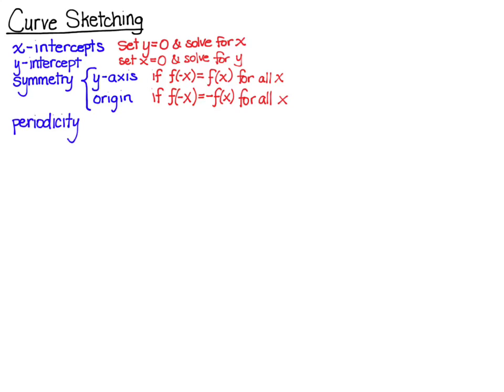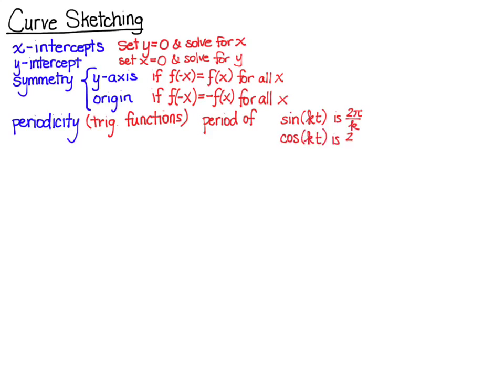Some graphs will have periodicity. Usually these are trig functions. The period of the function sine of kt is 2 pi over k. The period of cosine of kt is 2 pi over k, and the period of tangent of kt is pi over k.